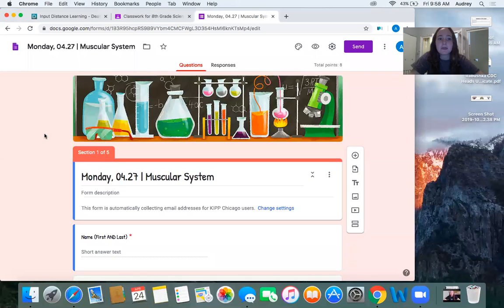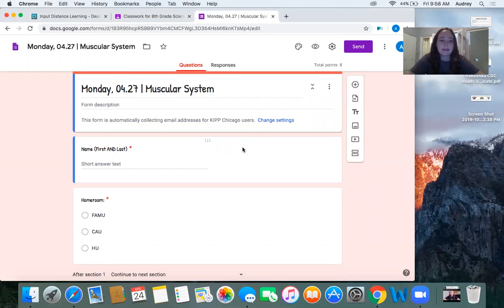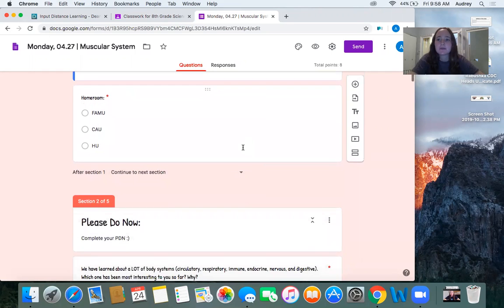But let's get started. I will share my screen so we can all be looking at the same thing. And this is what your Google Form should look like. I made it all sciencey. I don't know, we're learning how to use this. So make sure you put in your name and your homeroom. If you haven't done that already, please do that. And we're going to keep moving.